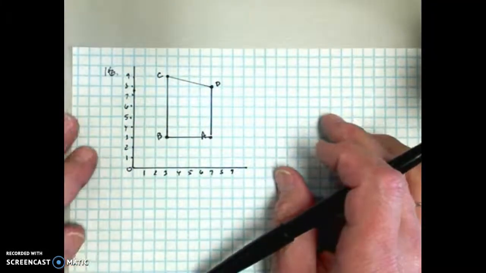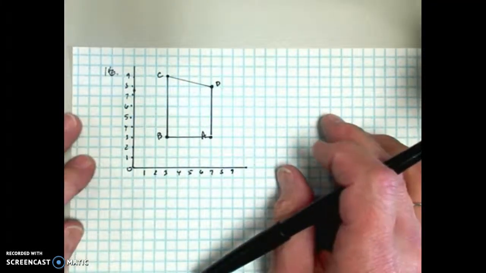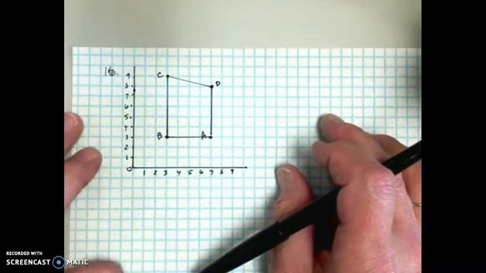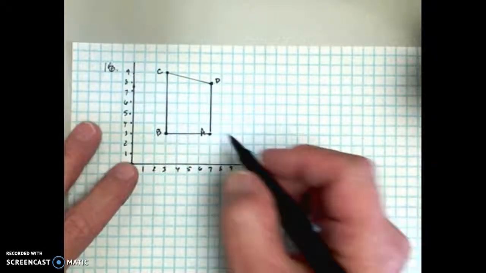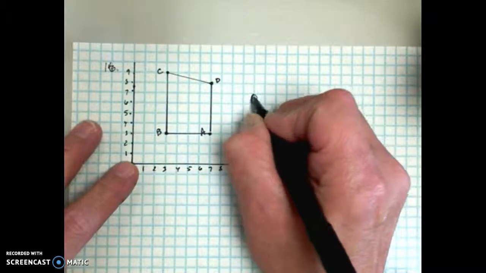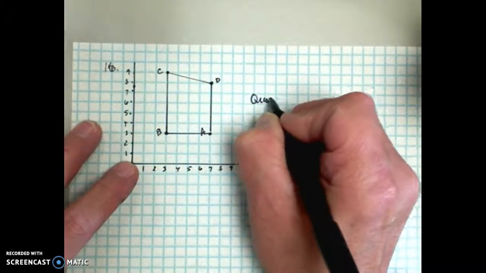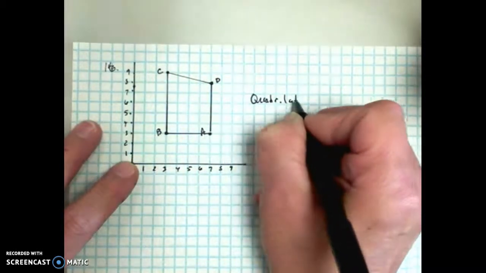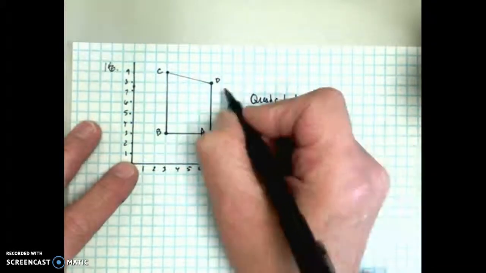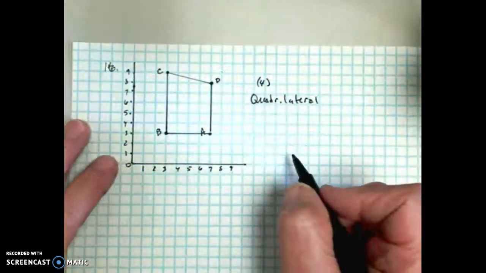And there we go. So we made a polygon. Then we want to classify it and say what kind of a polygon it is. And since it has 4 sides, we're going to call it a quadrilateral, because again it has 4 sides.